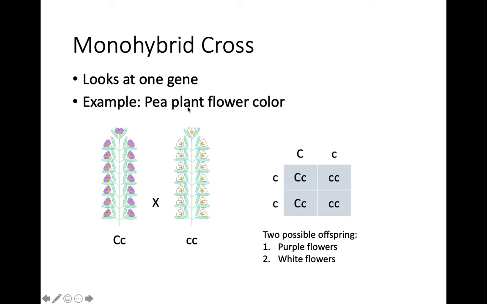Likewise, in pea plants, the color of the flowers is controlled by just one gene. There are just two phenotypes. The plant can either have purple flowers or white flowers. And again, if you know the genotypes of the parents, that's when you can use a Punnett square to determine the probabilities of the offspring having either of these two flower colors.